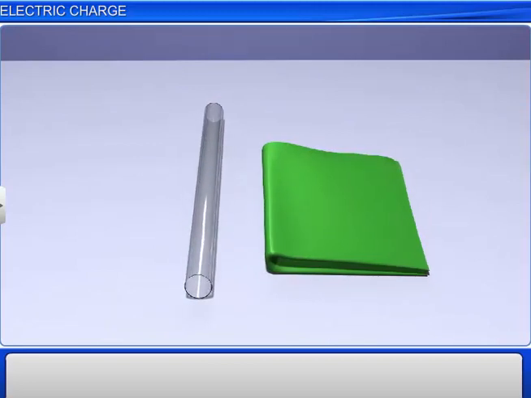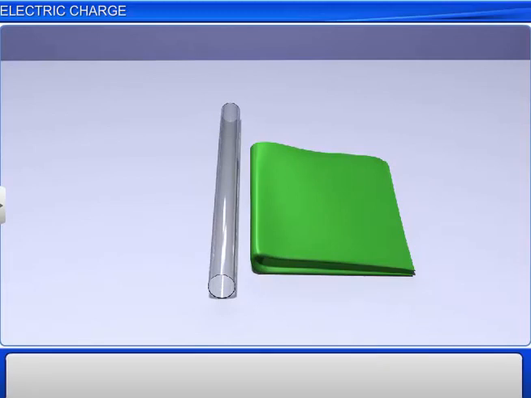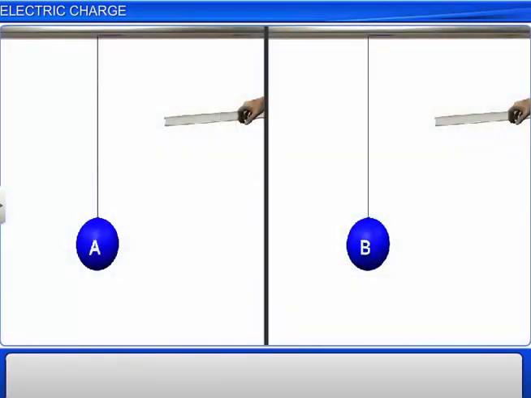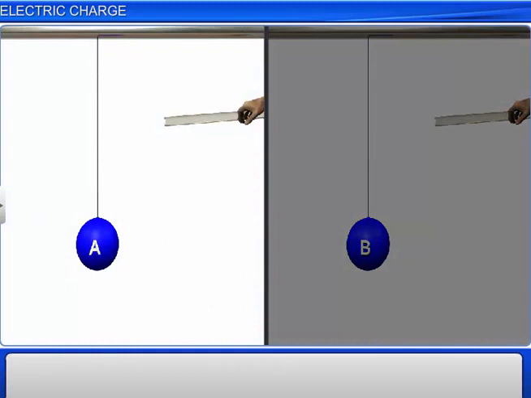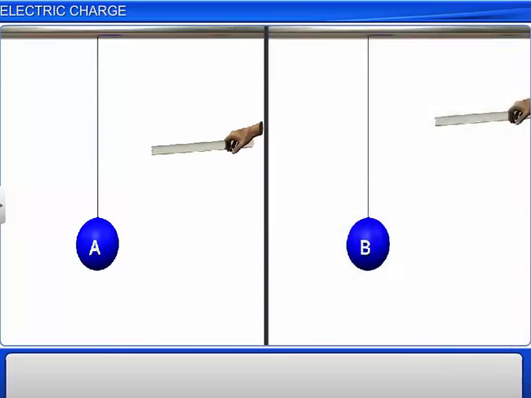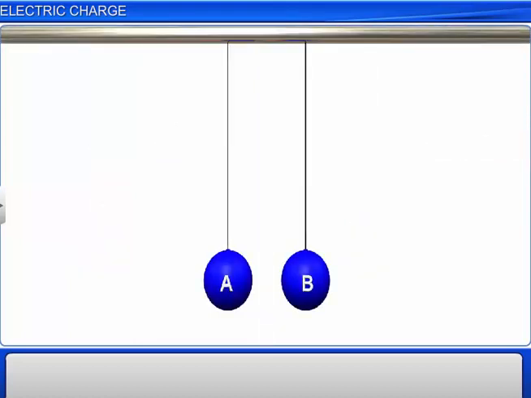Now, bring one charged glass rod in contact with a pith ball and then separate them. Then bring the other charged glass rod in contact with the other pith ball and then separate them too. When these pith balls are kept close to each other without contact, we observe that they repel each other.